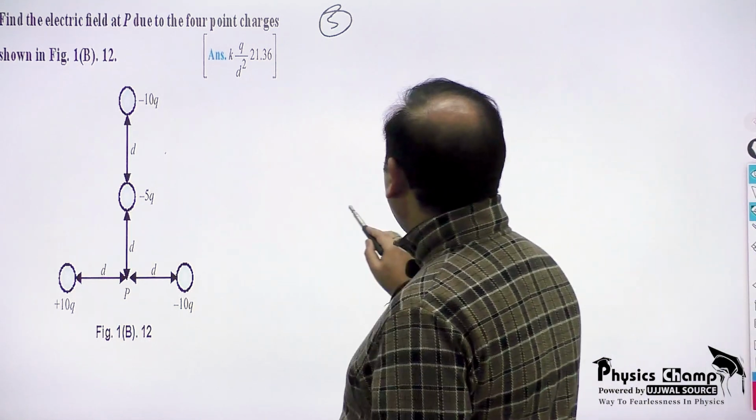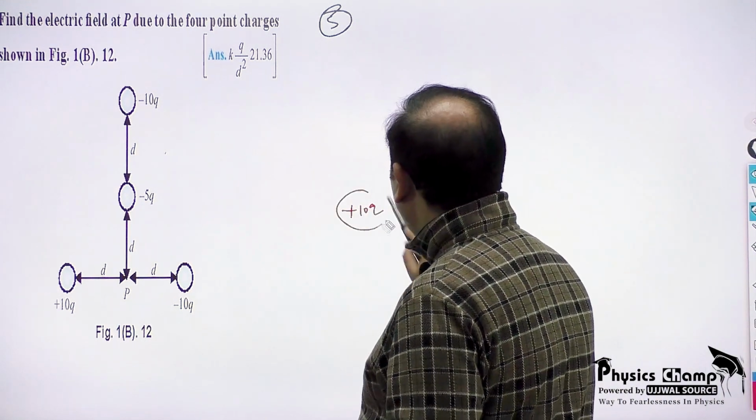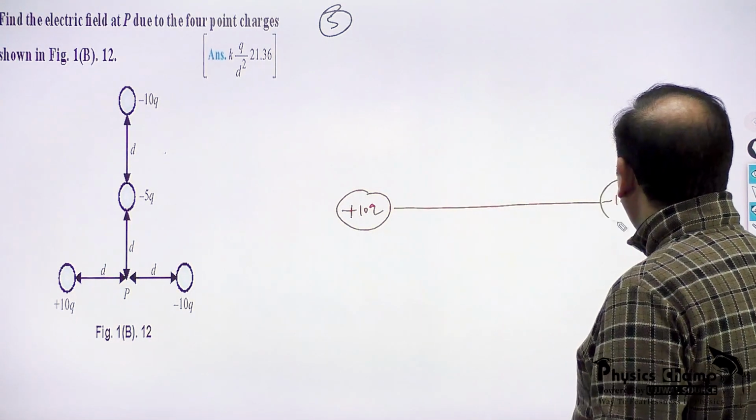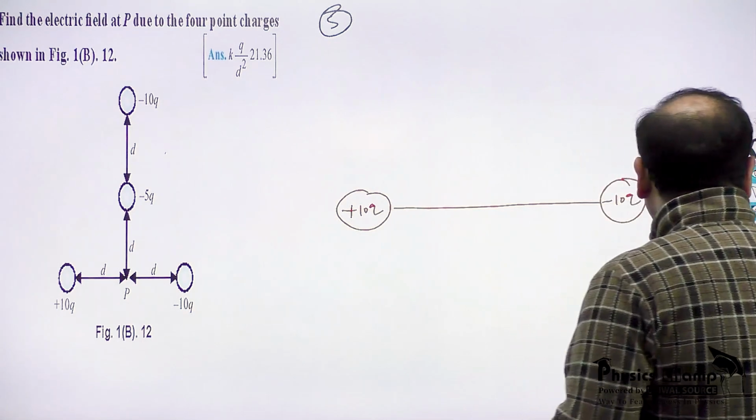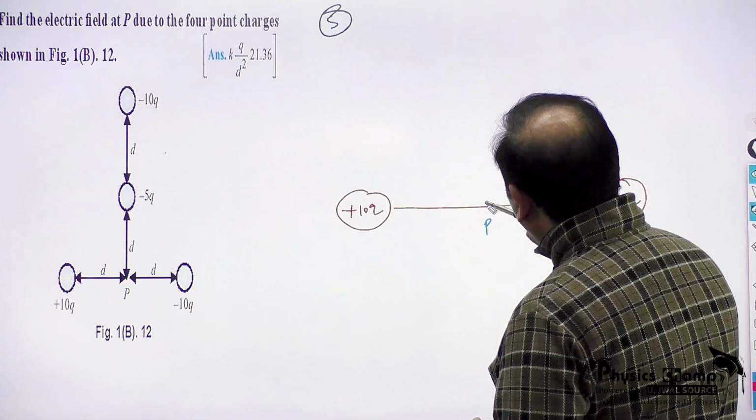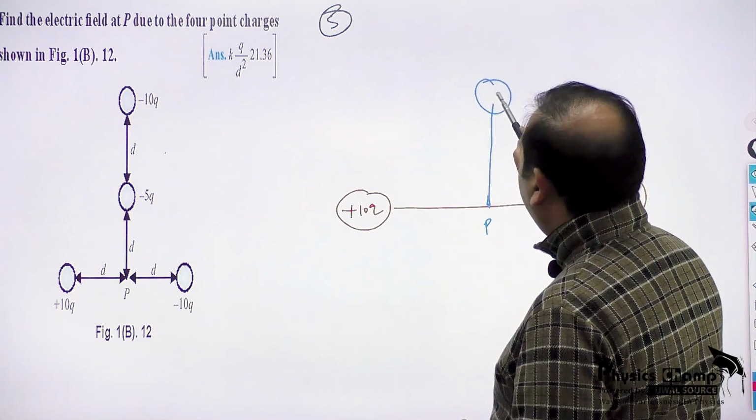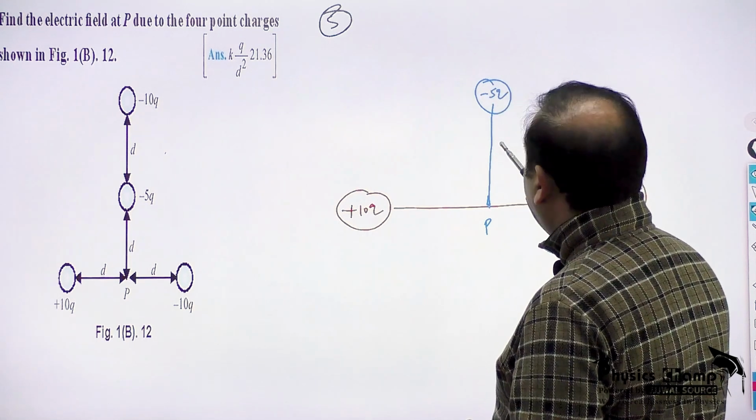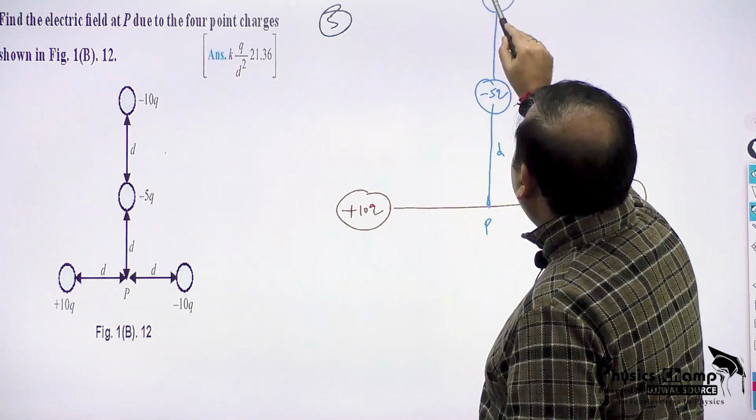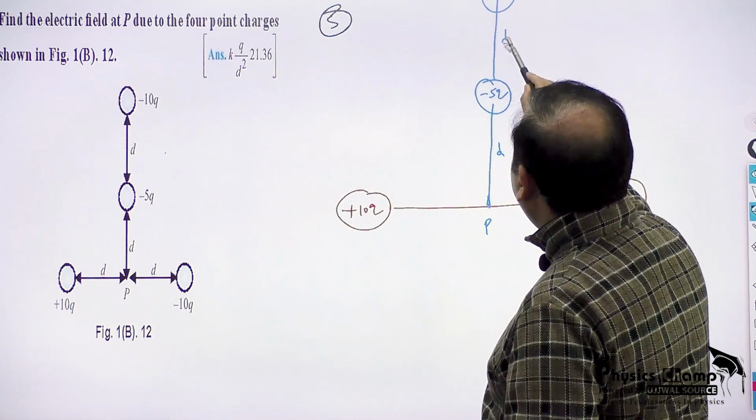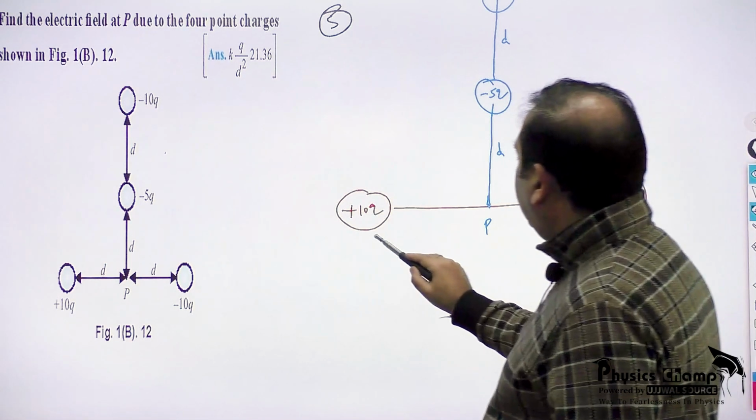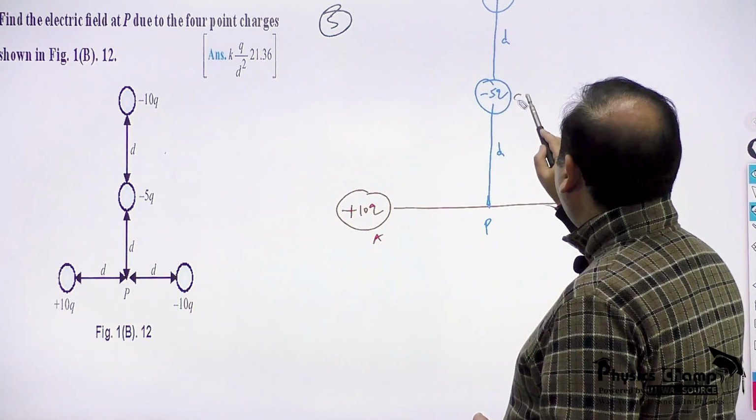Here you have a charge of say 10q, and here you have a charge of minus 10q. And on the central line, there is a center point P. On the central line, you have a charge of minus 5q at a distance d, and then again a charge of minus 10q at a distance d. Let's name them A, B, C and D.